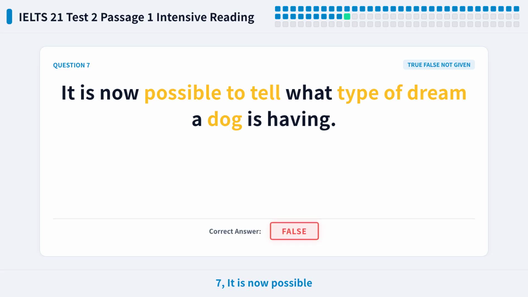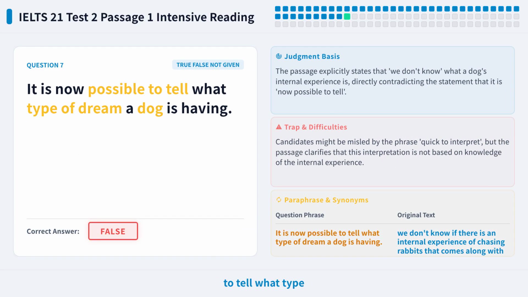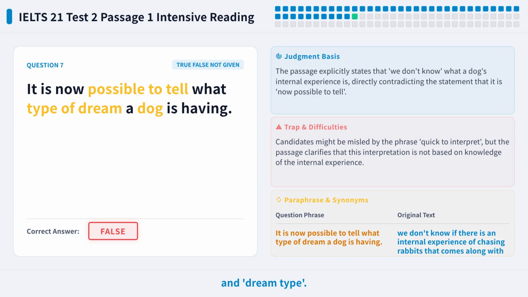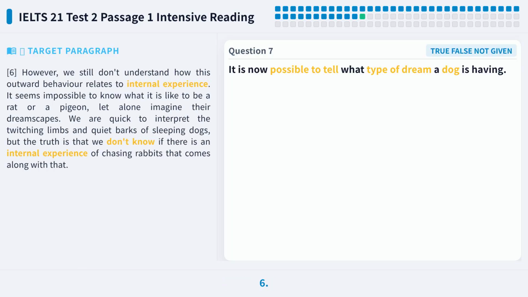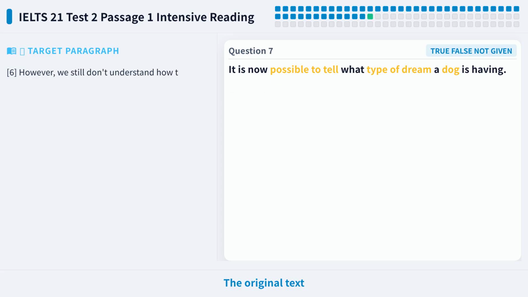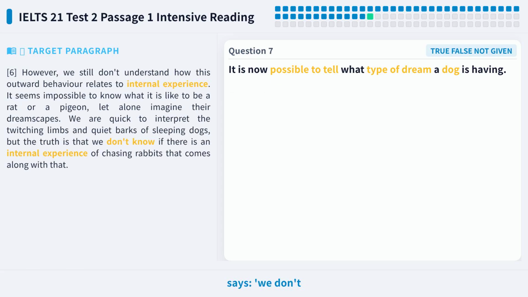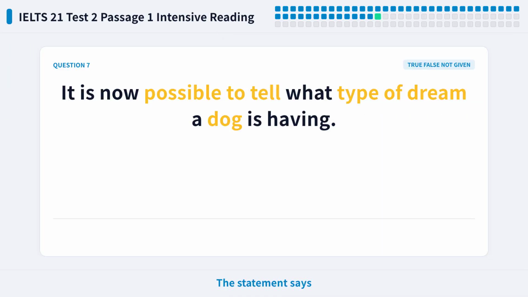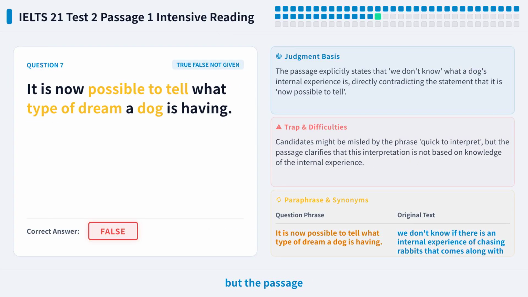Let's look at question 7. It is now possible to tell what type of dream a dog is having. Key clue words, possible to tell and dream type. Locate paragraph 6. The scanning landmark words are internal experience and chasing rabbits. The original text says, we don't know if there is an internal experience of chasing rabbits. The statement says possible to tell, but the passage says we don't know. These directly contradict each other.